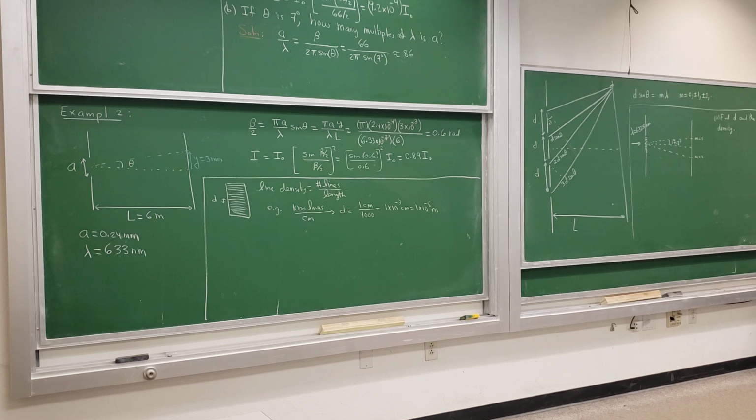I might need your help with the calculator. I think I do have the numbers. So how do we find d? Where do we start? d sine theta equals m lambda, right? Yeah, that's a good starting point. So that means d. This is the solution.